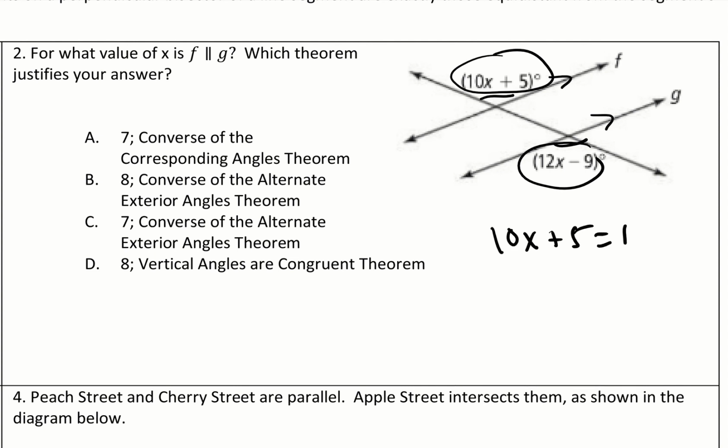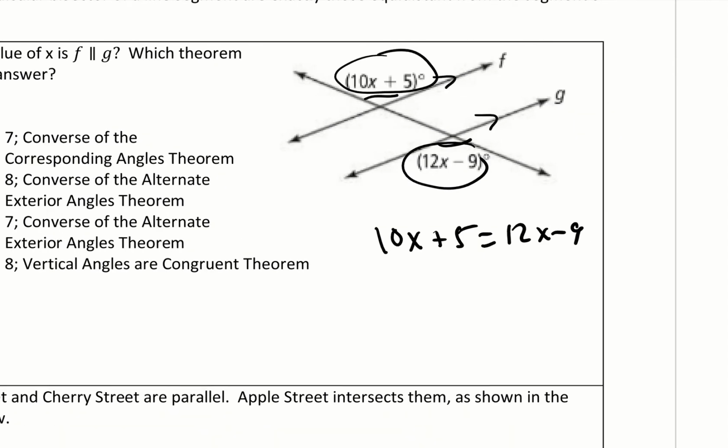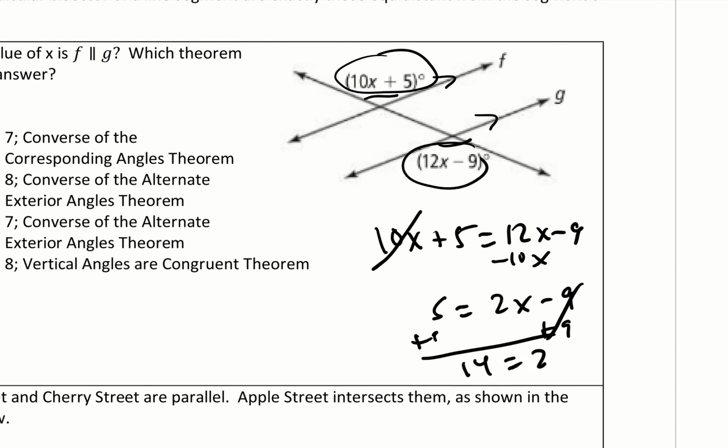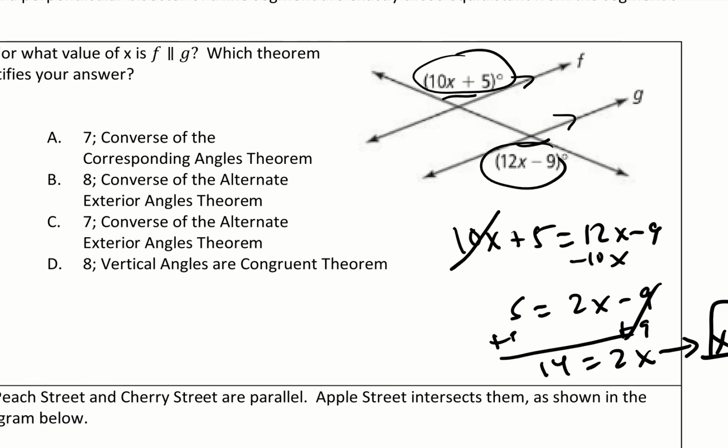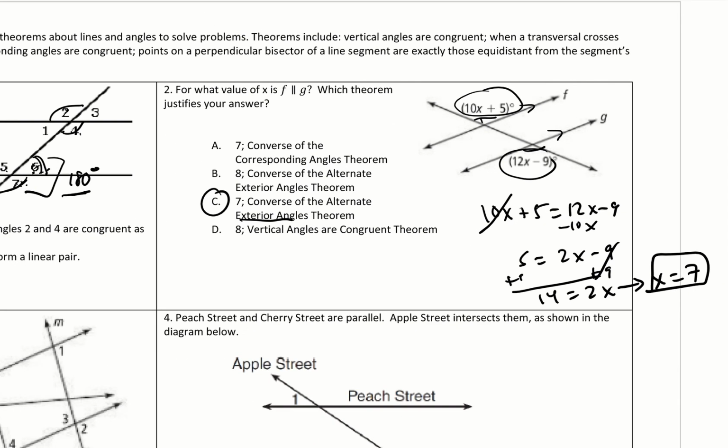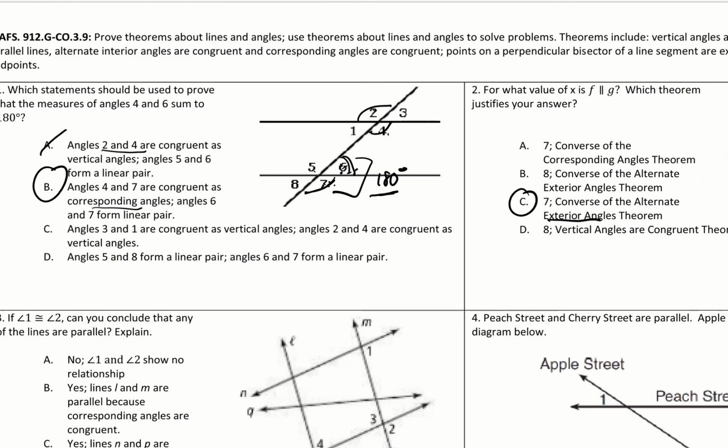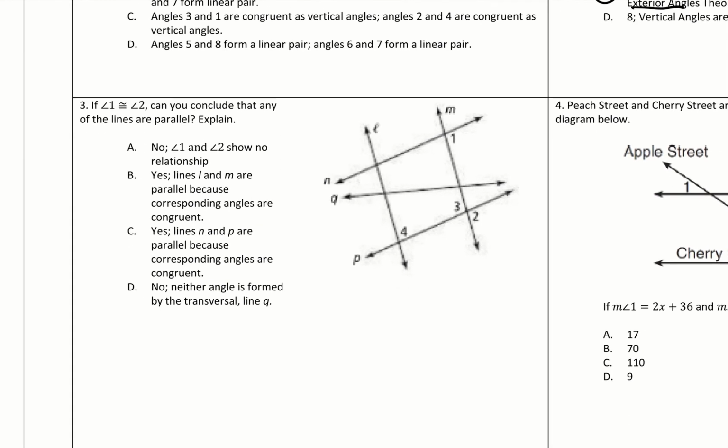So let's set them equal and solve. Subtract 10x on both sides and then add 9 to both sides. And we get 14 is equal to 2x, which means x has to be 7. So there you go, 7, by the converse of the alternate exterior angle theorem. It's on the outside of the sandwich. Okay, so number 3.